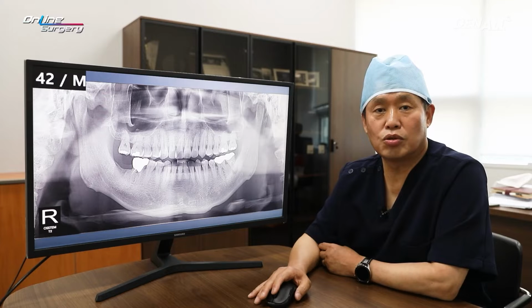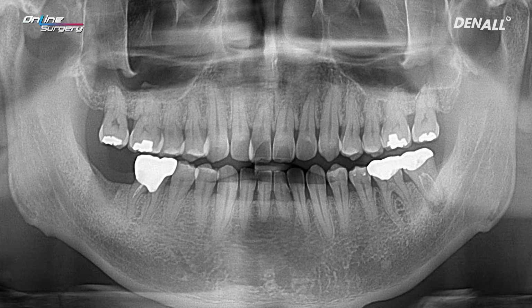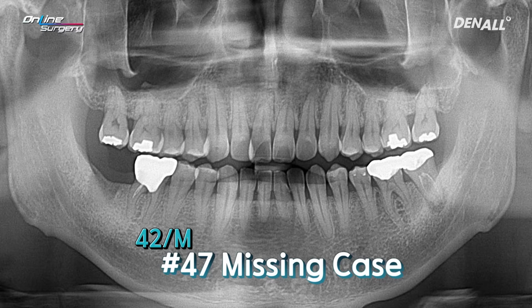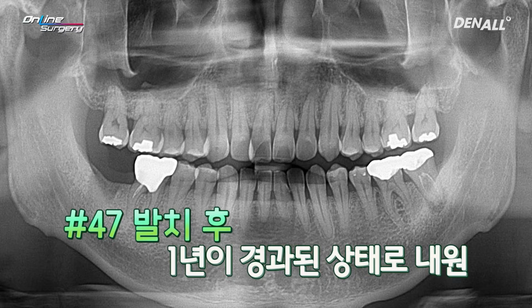Today, I'm going to talk about various clinical cases and surgeries, and let's think about what implant is. Let's look at the panoramic image of today's patient, a 42-year-old male patient, and in number 47, the tooth is missing. There's no special medical history for this patient, and it has been a year since the patient extracted number 47. Although it has been a year, because of the fear towards implant surgery, the patient did not go through the surgery.